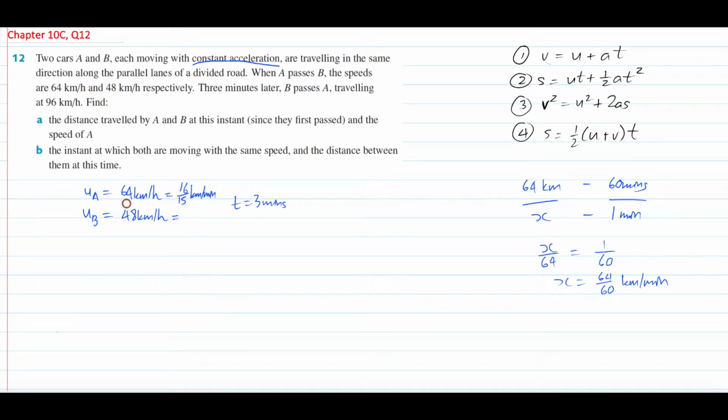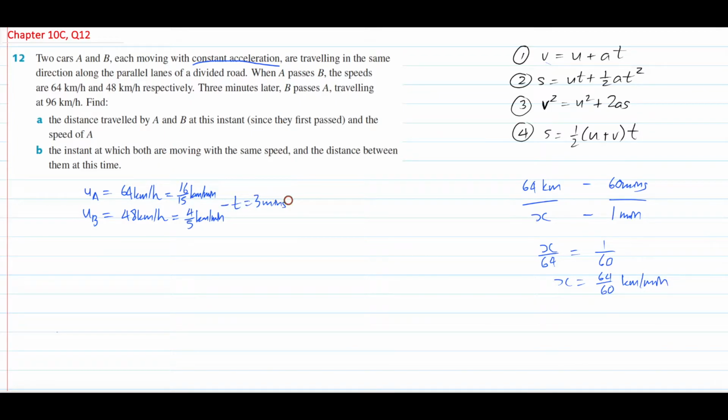Do the same thing over here, 48 kilometers per hour. If you want to convert it, just use the same concept, use the ratio. It's really just this number right here divided by 60. So 48 divided by 60 equals 4 over 5 kilometers per minute. That's simplified, okay? So that's the initial velocity in terms of kilometers per minute.